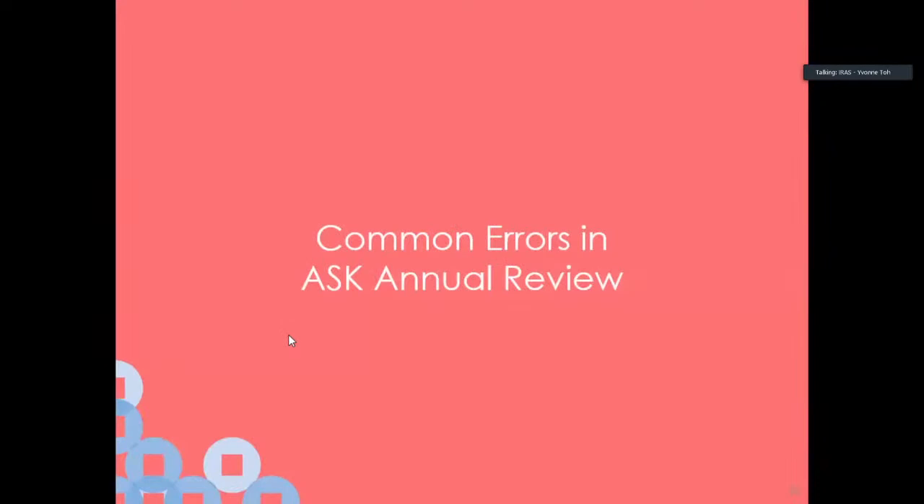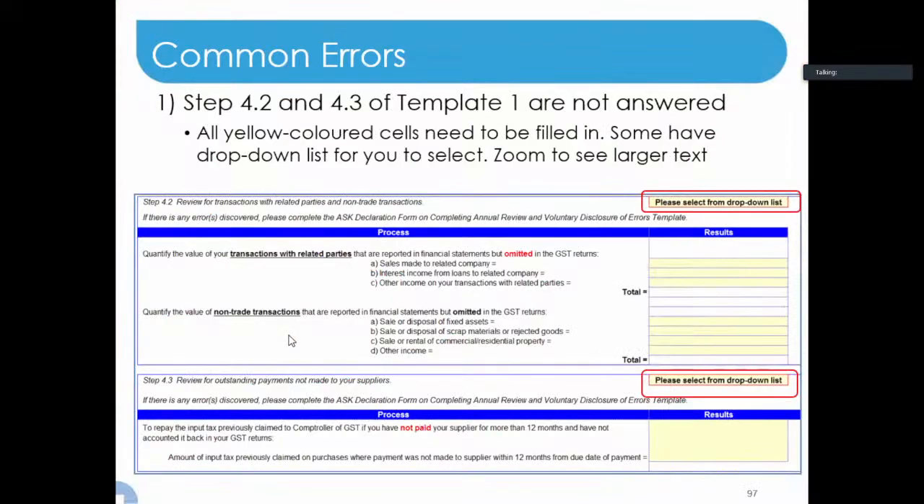Okay, so next I would want to share with you some of the common errors that we have seen through the auditing of ASK annual review. In template 1, we cover step 4.2 and 4.3, which tends to be left uncompleted by most of the taxpayers. So this is a reminder that all the yellow colored fields in template 1 are required to be filled in. So if there's a drop-down list, you just need to click on and select the relevant answer for each of the section.